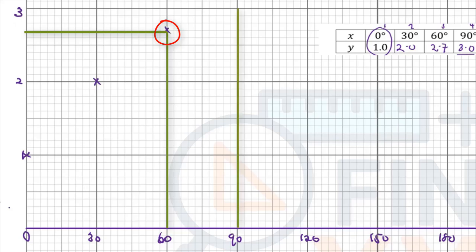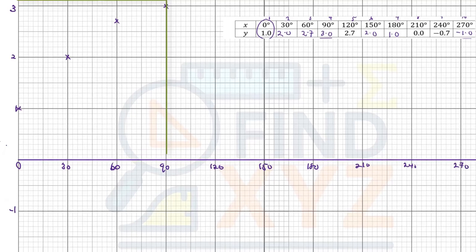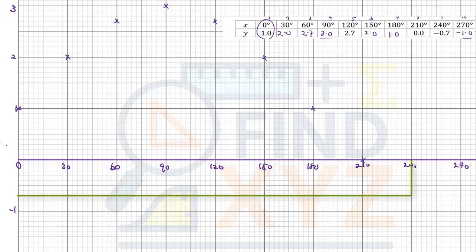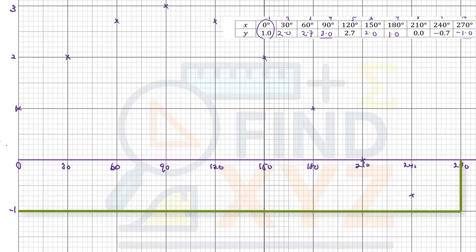Then 90 and 3, that is our point. Then 120 and 2.7, the same line. So this is my 2.7. Then 150 and 2.0. So this is my 2.0, 150. Then 180 and 1, and then 210 and 0 will be on the x-axis. Then 240 and -0.7. So if this is 0.5, 0.6, -0.7. Then finally 270 and -1, that will be on this point.